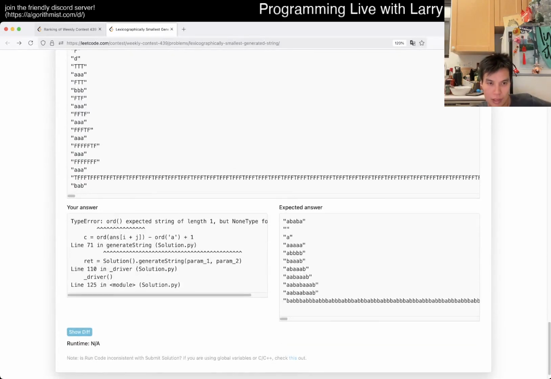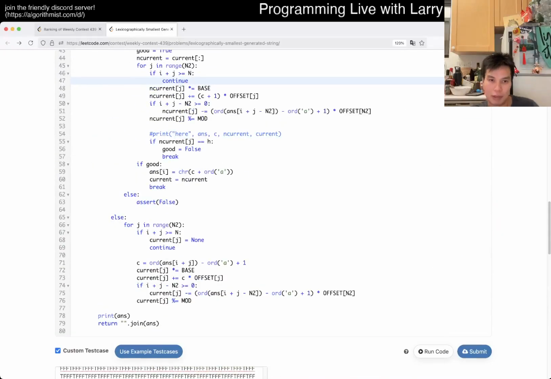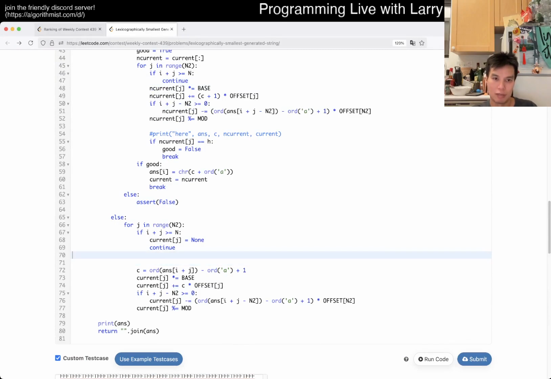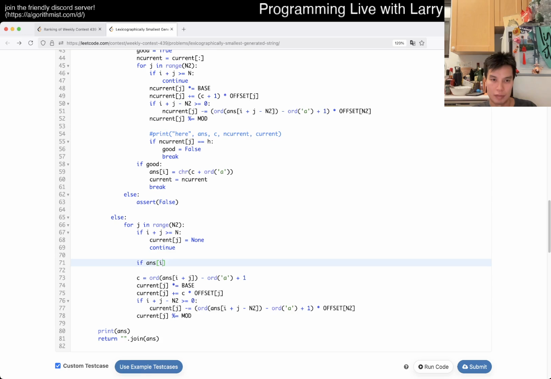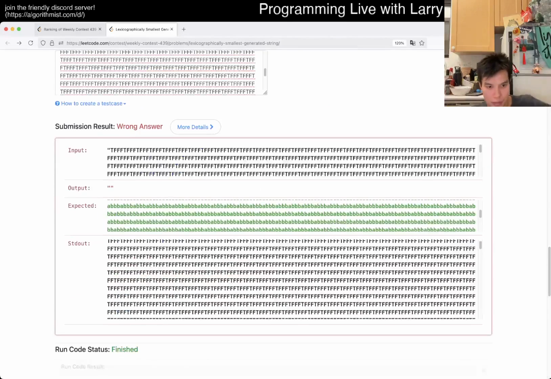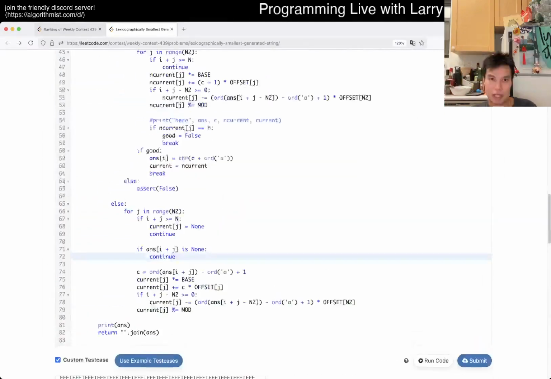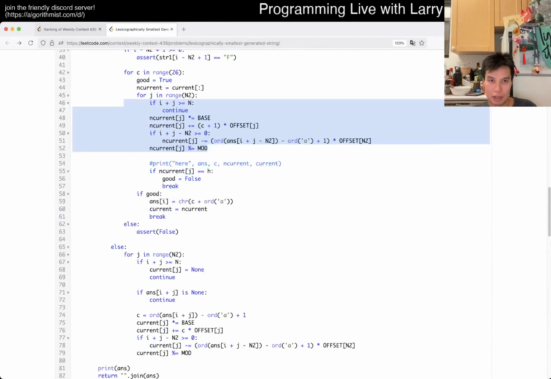Okay. Still getting a none. Oh, because there may be a none in the future, that's why. Okay. Yeah, that's good that it doesn't crash. Still not the right answer for even the smaller cases. But that's because we still haven't updated the shift here.